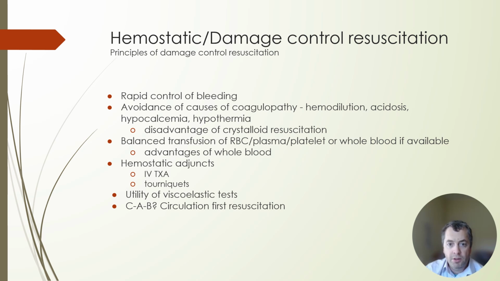Avoidance of the causes of coagulopathy: hemodilution, acidosis, hypocalcemia, the disadvantages of crystalloid resuscitation. Balanced transfusion, or even better if whole blood is available, which we'll be talking about in the upcoming slides. Hemostatic adjuncts, including antifibrinolytics, usually TXA, and tourniquets. We'll be talking about whether or not viscoelastic tests like TEGs or ROTEMs are useful. And we'll talk about a movement over the last decade or so towards circulation-first resuscitation, especially in those patients that are presenting in hemorrhagic shock.